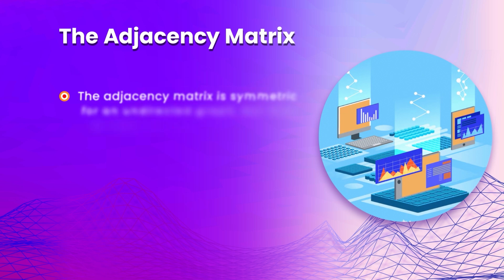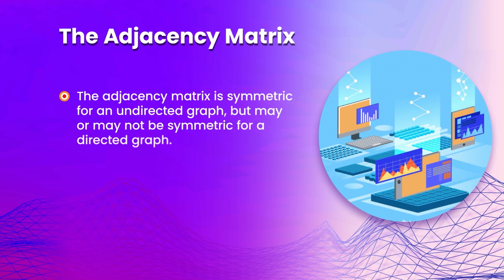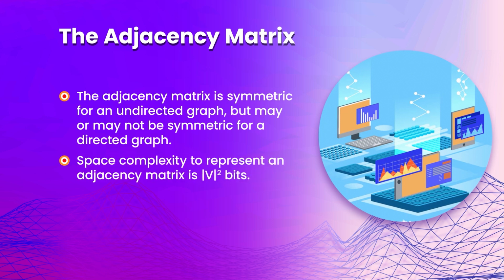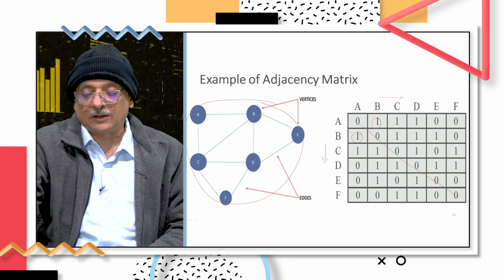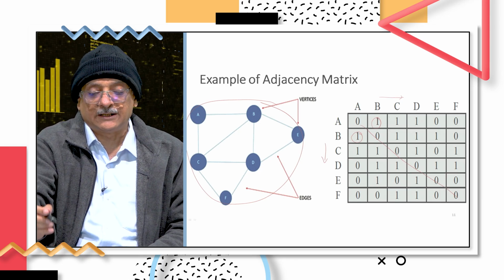The adjacency matrix is symmetric for an undirected graph, but may or may not be symmetric for a directed graph. And the space complexity is obviously V square, as we are representing it with V square number of bits. So, that is what the V square representation is.